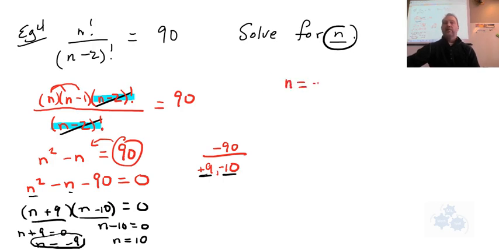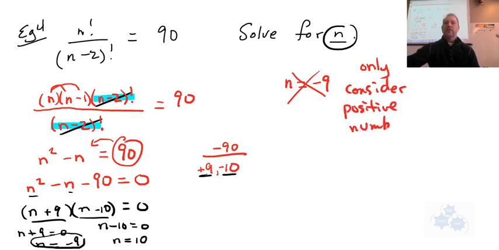So n equals negative 9 is rejected because we can only consider, and you might want to make this a little note in your margin, positive numbers when using factorial. Only use positive numbers. So negative 9, can't have it. What about 10? Would 10 work? Well, 10 is a positive number, and so 10 should work.